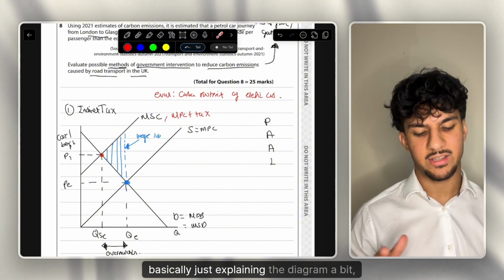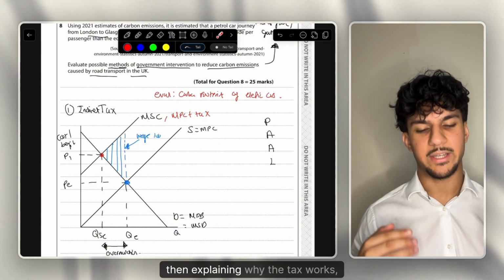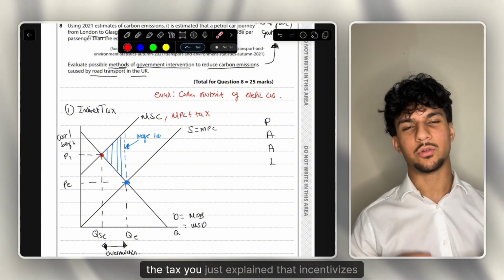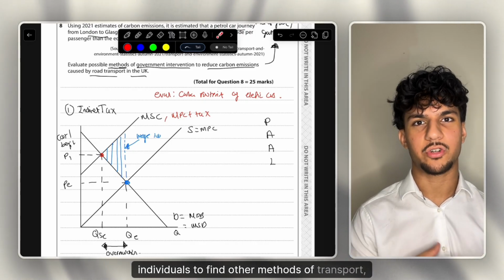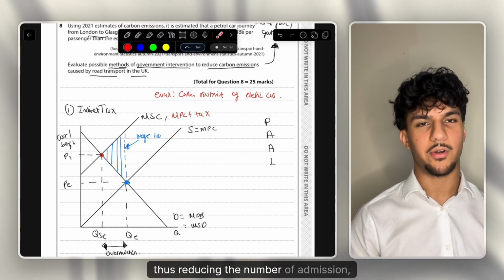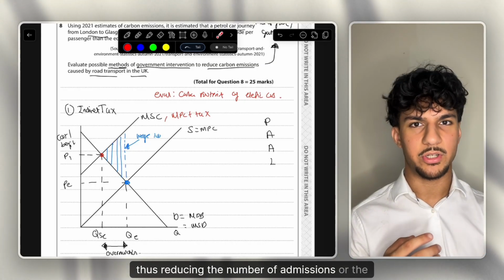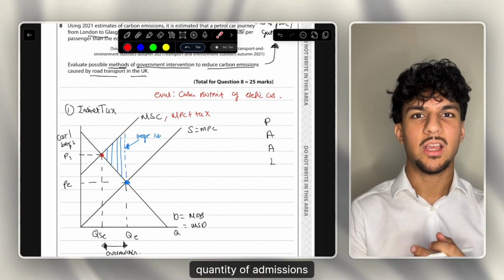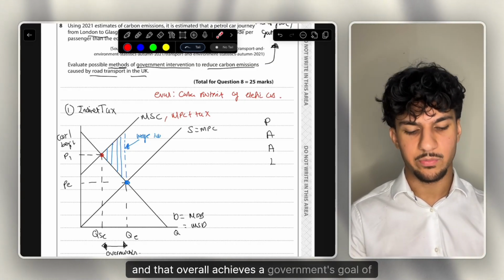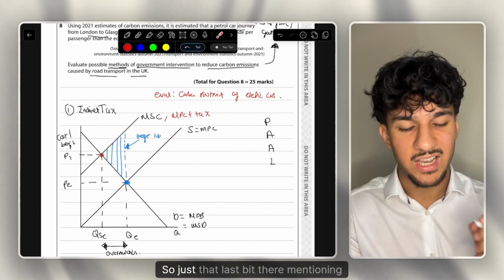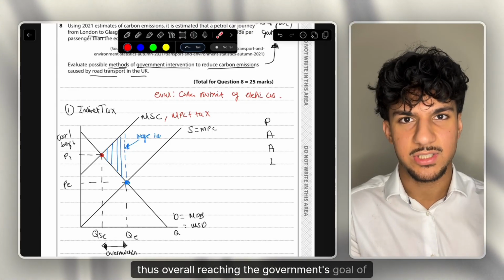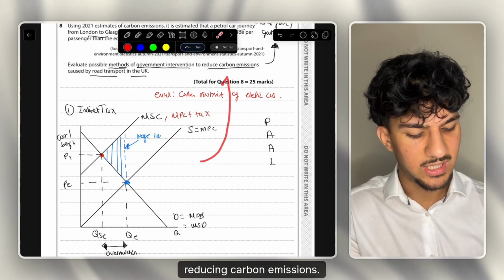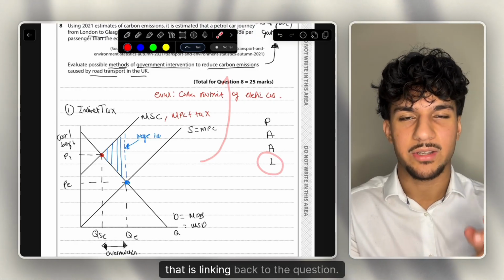So yeah, basically just explaining the diagram a bit, then explaining why the tax works. The tax, you just explain that it incentivizes individuals to find other methods of transport, thus reducing the number of emissions, or the quantity of emissions, and that overall achieves the government's goal of reducing carbon emissions. So just that last bit there, mentioning thus overall reaching the government's goal of reducing carbon emissions, that is linking back to the question.